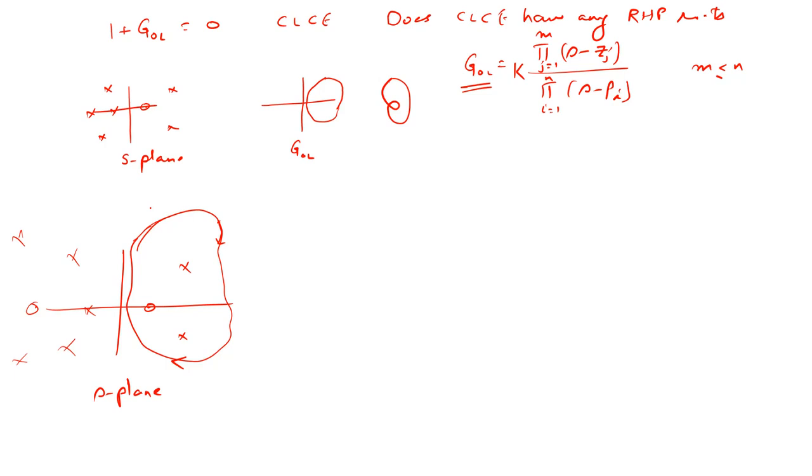Now the question is, in going around and coming back to the same point as S goes around and returns to the same point, does G encircle the origin or not? Does G encircle the origin? If so, how many times?